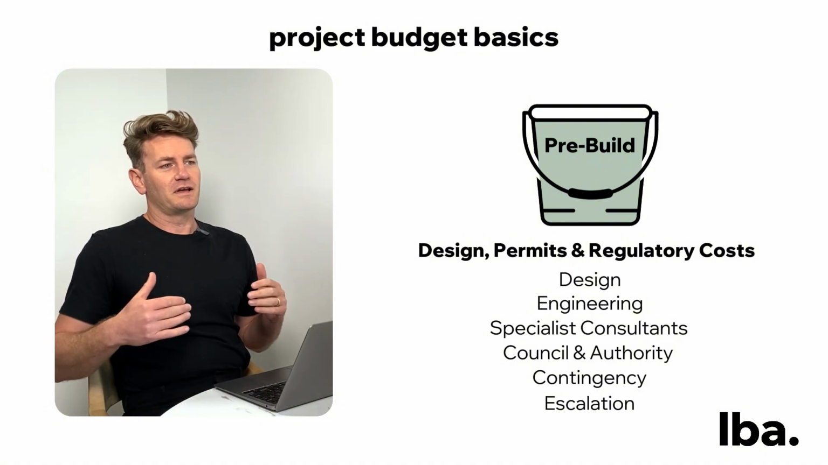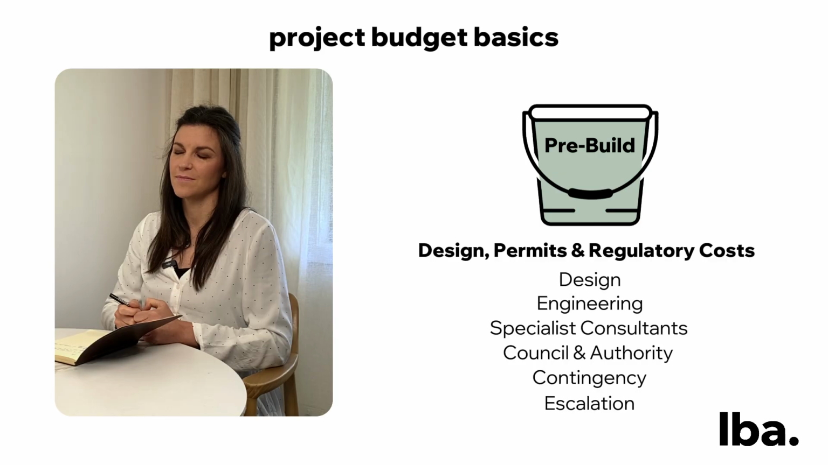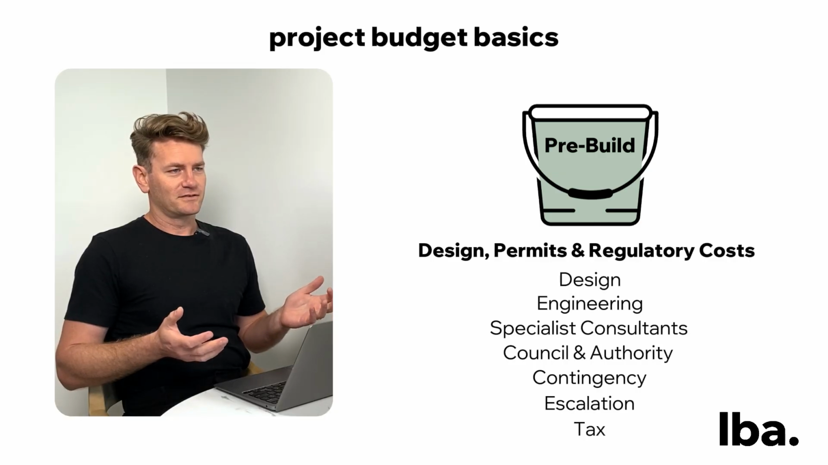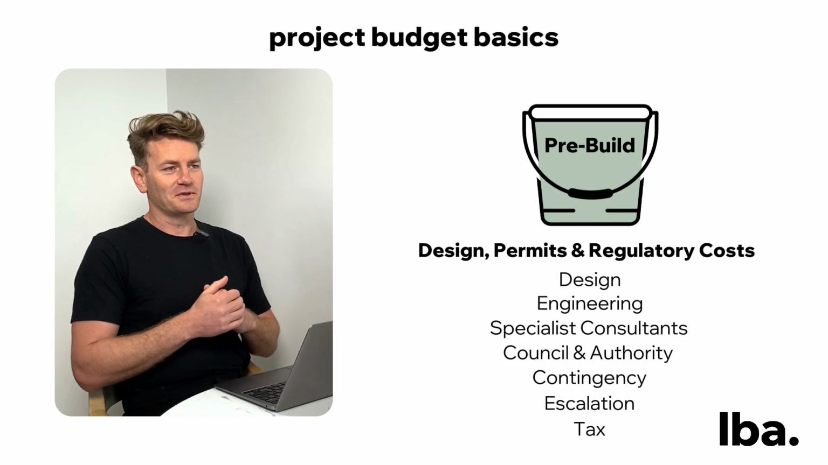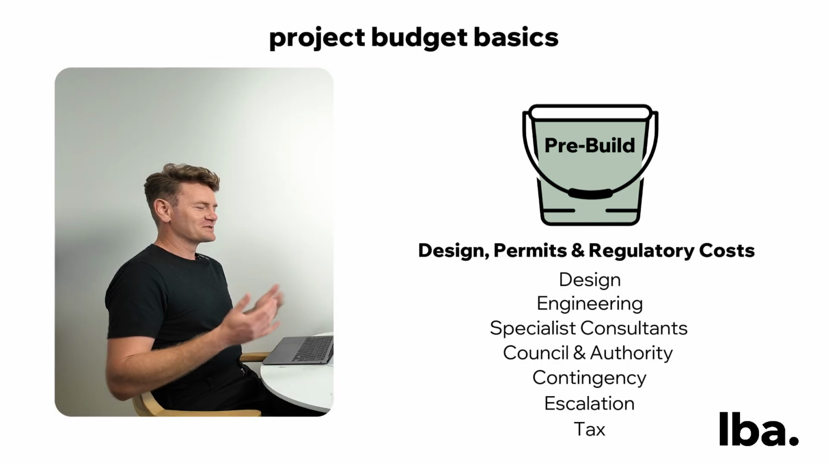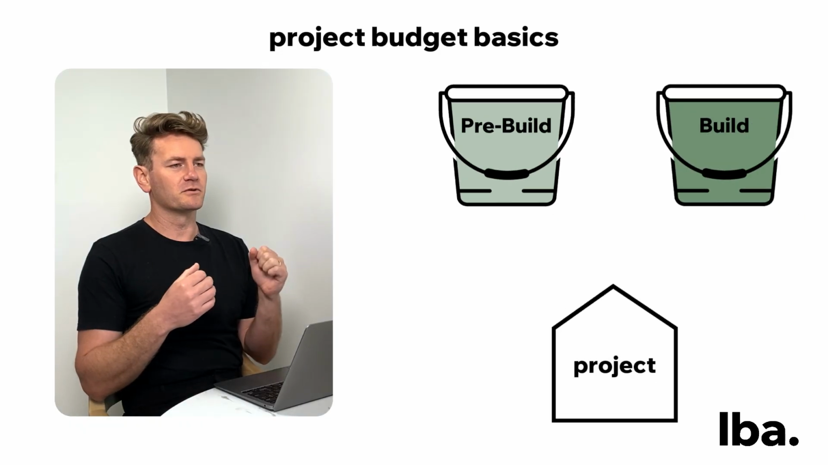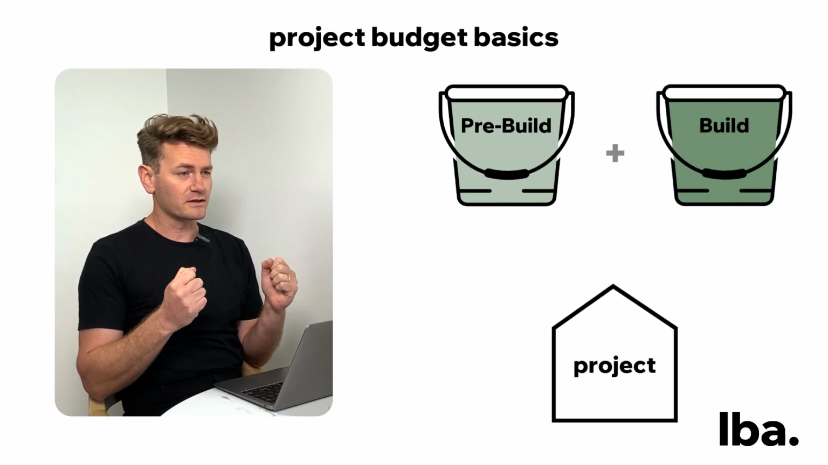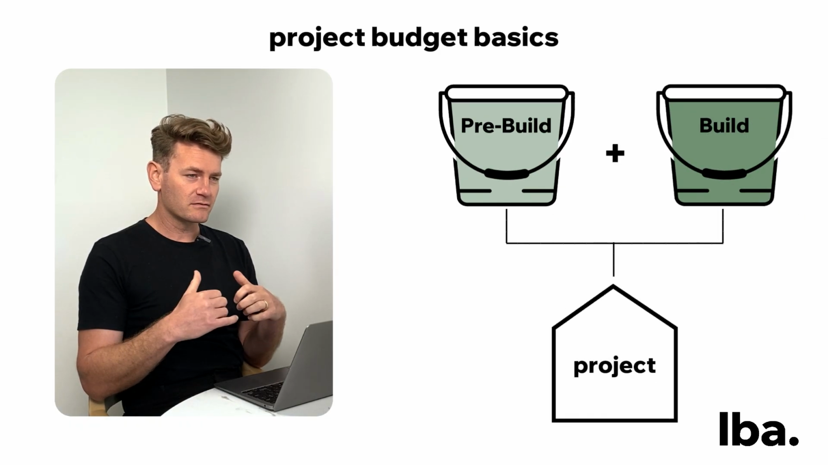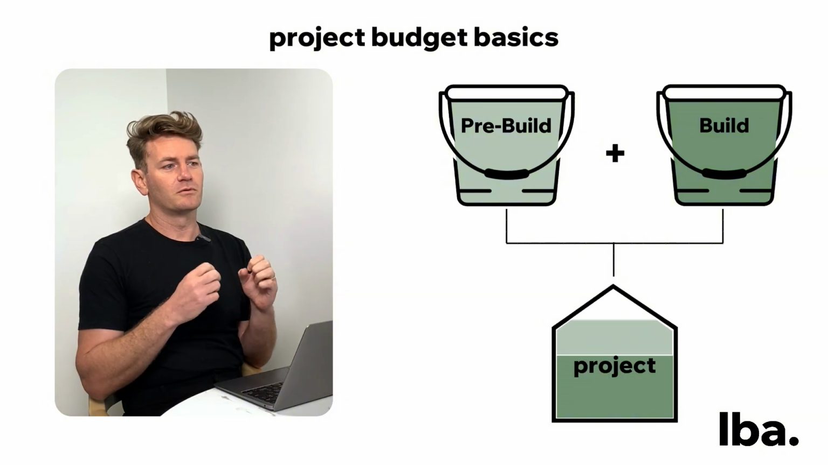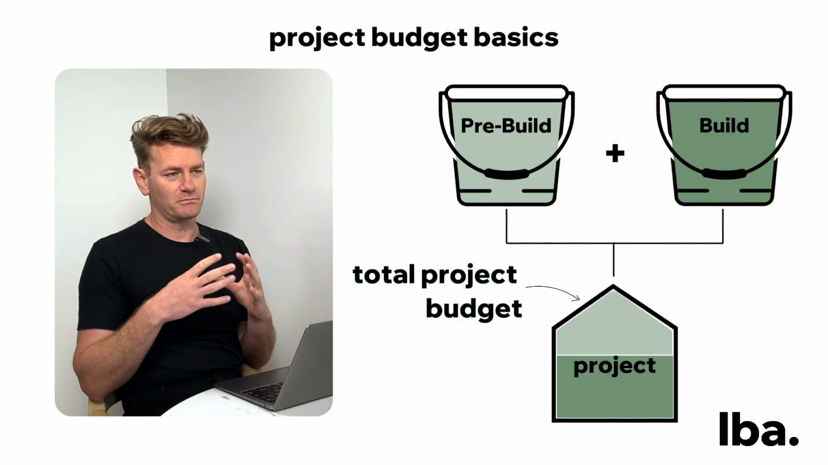So you've got to account for that increase in build cost upfront. And then of course taxes. If you've got a $1 million budget and you allow 10% for a goods and services tax, well, it's already down to 900 grand before you even start. But basically the pre-build bucket plus the build bucket, when you add those two together, that creates your total project cost or your project budget.